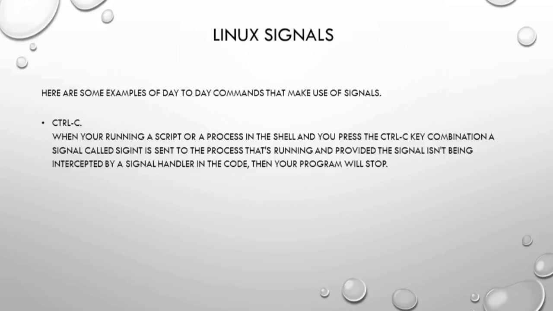Control-C. When you're running a script or a process in the shell and you press the Control-C combination, a signal called SIGINT is sent to the process that's running, and provided the signal isn't being intercepted by a handler in the code, then your program will stop.